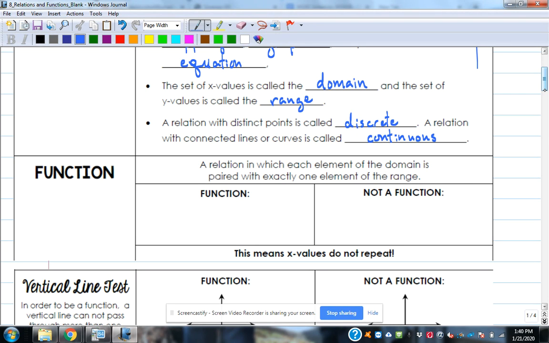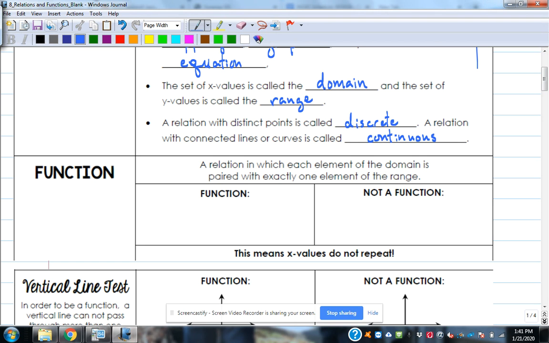So the next little box is talking about functions. A function is a special type of relation. A relation is just a set of ordered pairs, so it doesn't take much other than just a list to be a relation. But to be a function, you have to have some special qualities. Each element of the domain, so that means what values are domain values? X values are paired with exactly one element of the range. Range is what? Y value. So each x is paired with one y.